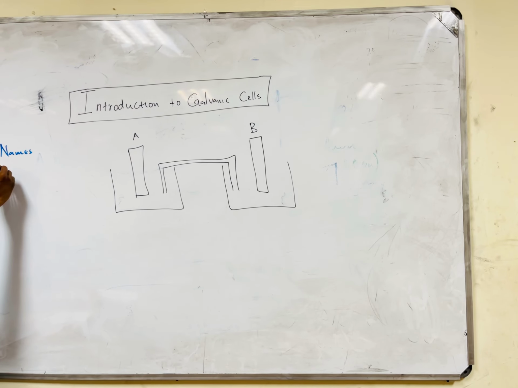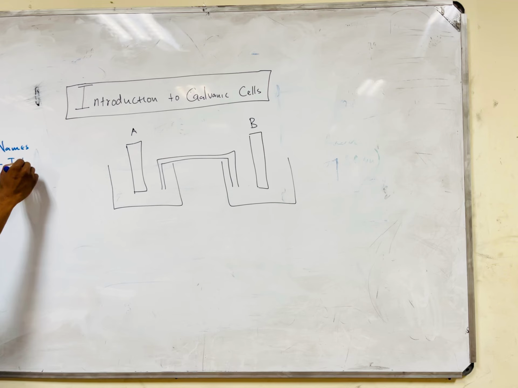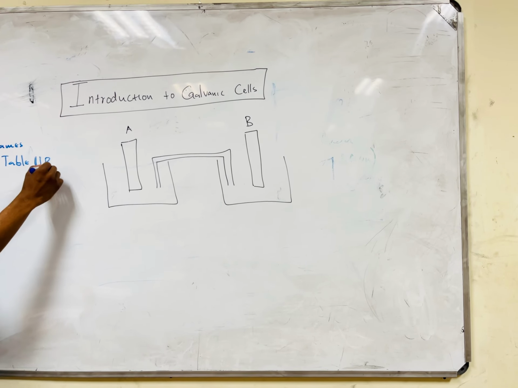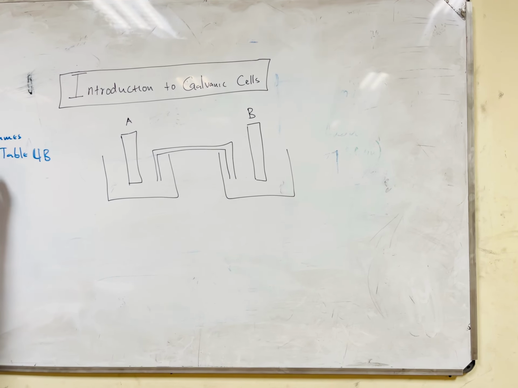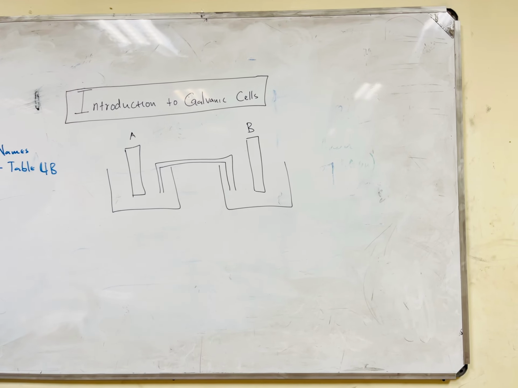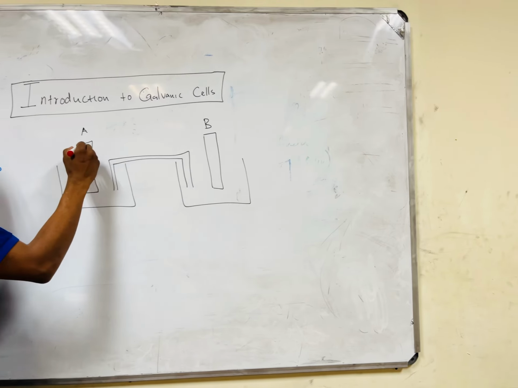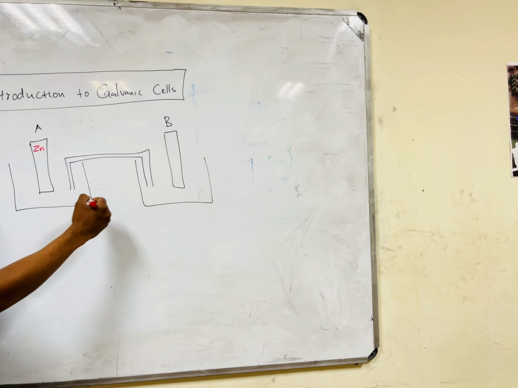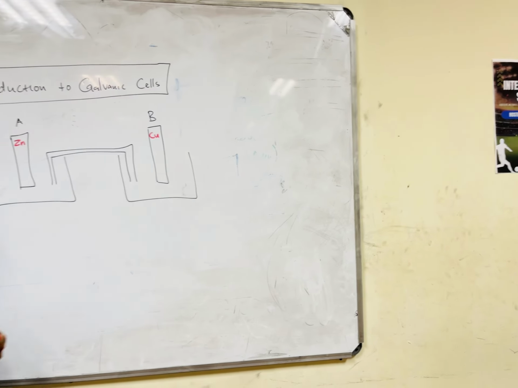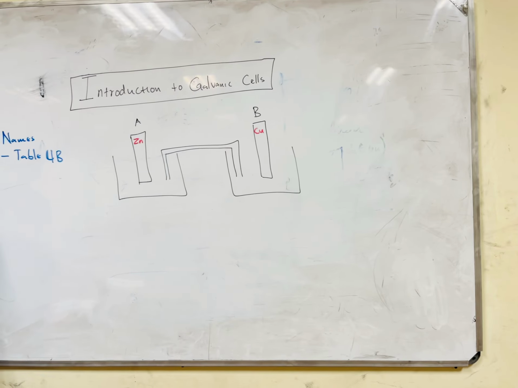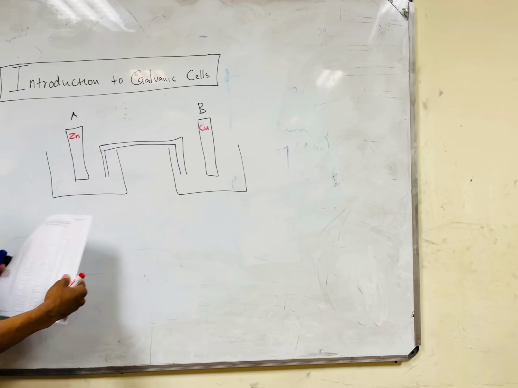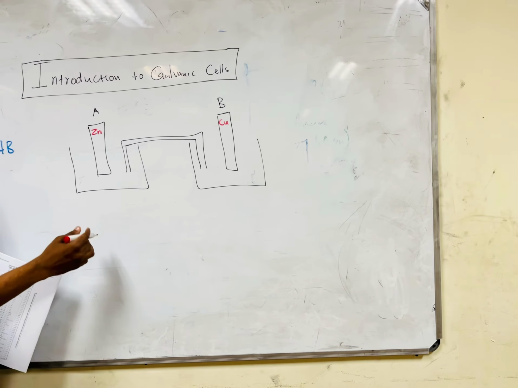you use table 4b. If you are given names, we use table 4b. Sometimes when you go to the exam, you'll find that you are told that this is zinc and that one is copper. So you go to table 4b. Now this is how we use table 4b.